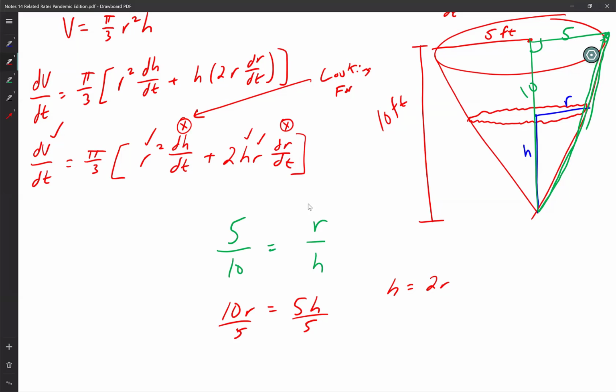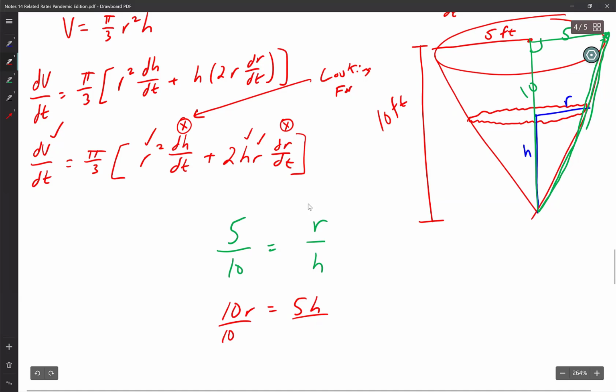Do I want to take a derivative here? I kind of feel like I want to just plug in what R is in terms of H. No, it doesn't matter. I want dR/dt, so let's not go that route. Let's go R equals... divide by 10, divide by 10. R equals half of H. dR/dt is equal to 1/2 dH/dt.